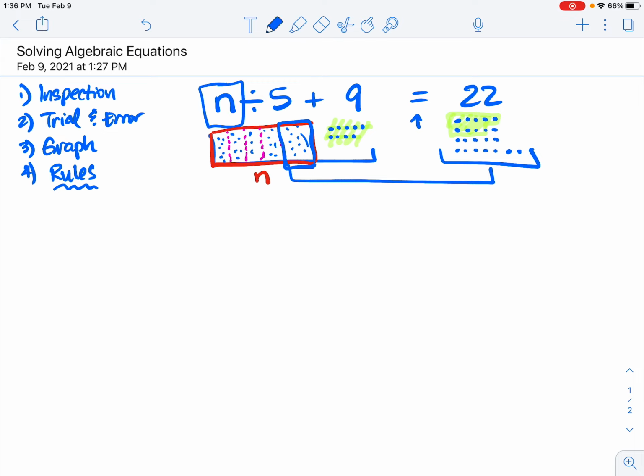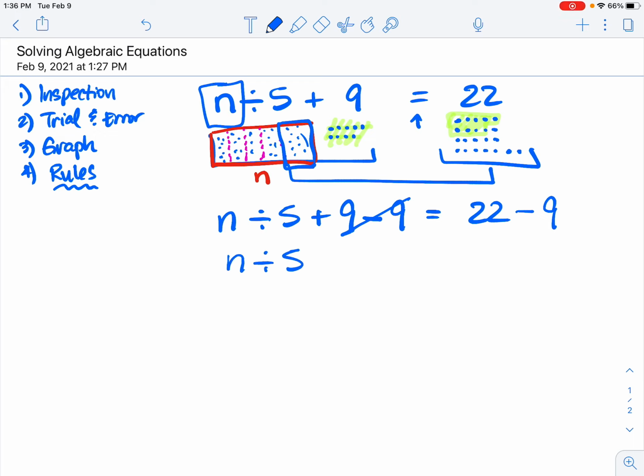So the way I could rewrite that is n divided by 5 plus 9. Now I'm taking away that 9 on this side. That's going to be equal to 22. But in order for that to balance, I also have to remove 9 on that side. So then what I'm left with is this will eliminate. So n divided by 5 equals 22 minus 9, which is 13.